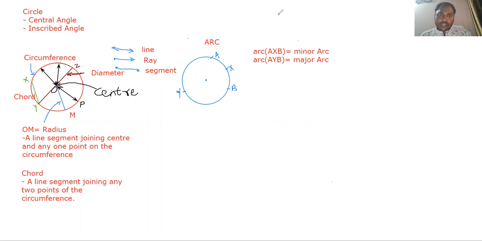Suppose any ray starts from this center point. I will give a name to the center point, let's say O, and this ray goes out of the circle in this way. We will join O to A in this way, and the next one, we will join O to B, which I have joined. Now I will join O to A.